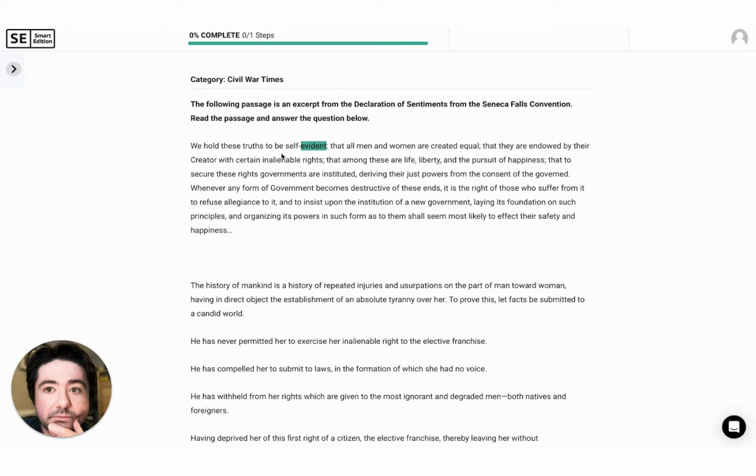So let's take a look, like we said a moment ago, at the first little bit of this paragraph to get our answer. We hold these truths to be self-evident, that all men and women are created equal, that they are endowed by their Creator with certain inalienable rights, that among these are life, liberty, and the pursuit of happiness, that to secure these rights, governments are instituted, deriving from their just powers from the consent of the governed. Now, like I said, most of this comes directly from the Declaration of Independence.